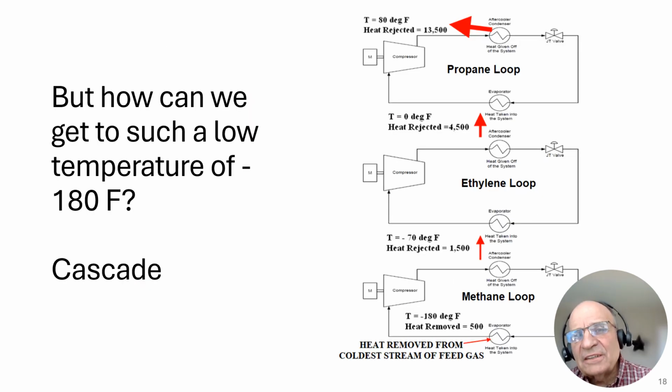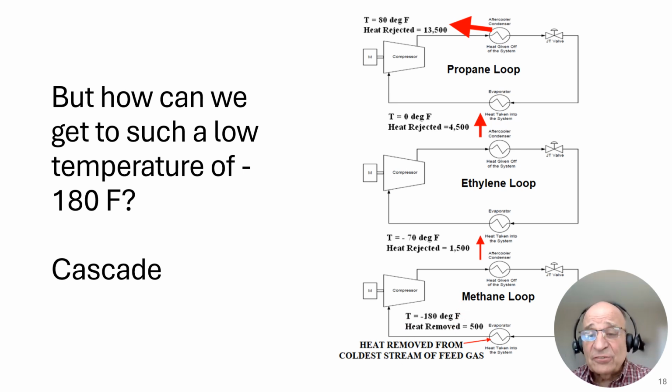If you recall, on the earlier slide, we showed a temperature of minus 180 degrees F. And that's shown here. How do we get down to minus 180 degrees Fahrenheit? Well, we can't do it with a single refrigerant. We have to use multiple refrigerants. Use a propane loop. This will get us down to, let's say, 0 degrees Fahrenheit. And we have an ethylene loop. Well, this will get us down to, let's say, minus 70 degrees Fahrenheit. And you have a methane loop, and that would get us down to in the order of minus 180 degrees Fahrenheit. Now, when I say a methane loop, what am I talking about?